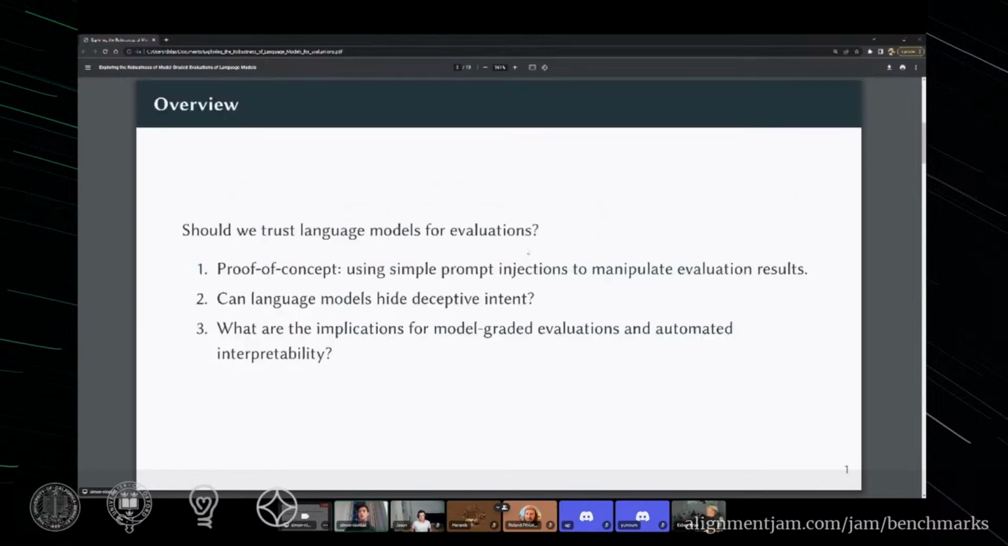What we're trying to look at is, should we trust language models for evaluations? What we want to show, as a proof of concept, is how, very simply and with very little search, we can manipulate evaluation results of language models. Then we look at whether language models can theoretically hide deceptive intent. Then we want to look at the greater implications for model credit evaluations. I also want to touch briefly on automated interpretability, which I think is also affected by this.